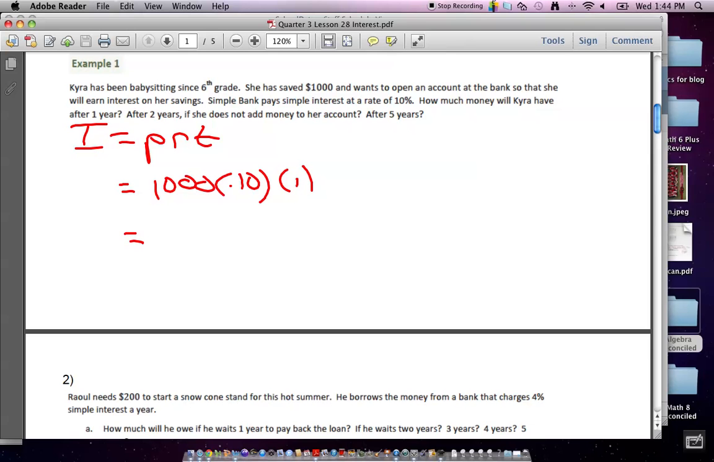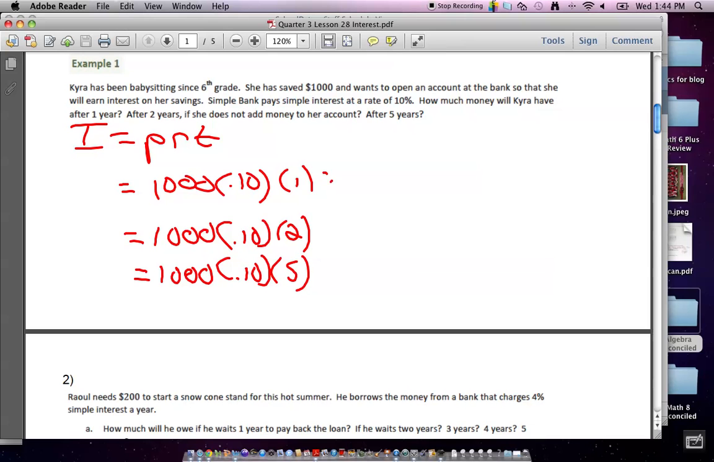Now, we're going to do the same problem, but we're going to leave it in for 2 years. What would those numbers be? 1,000 times 0.10 times 2. Now I think we leave it in for 5 years, right? So what do we got? 1,000 times 0.10 times 5. Good.